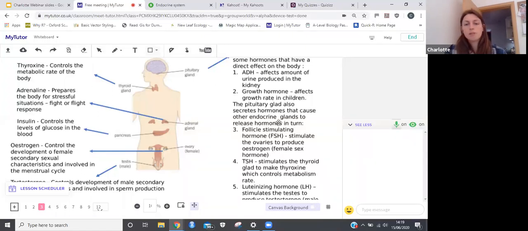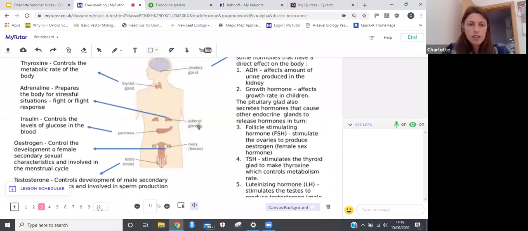It is number 2 on the list because it's an example of a hormone that the pituitary gland releases. So you need to know that the pituitary gland does release growth hormone, which affects the growth rate in children. But you don't need to know the specifics of how it works.